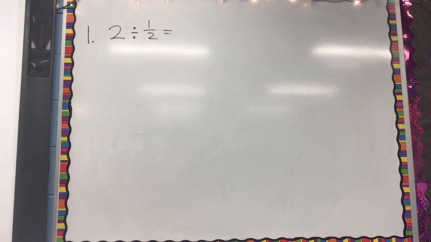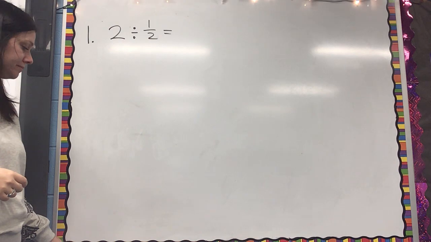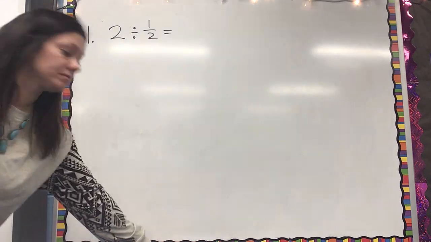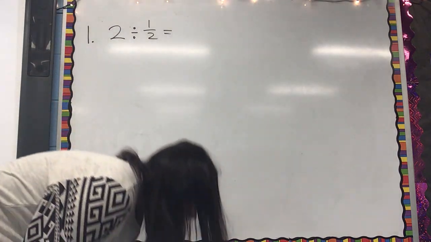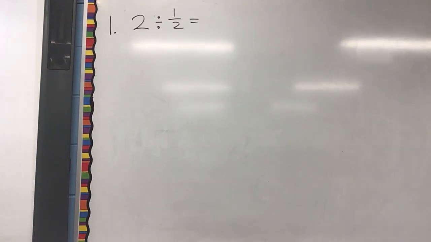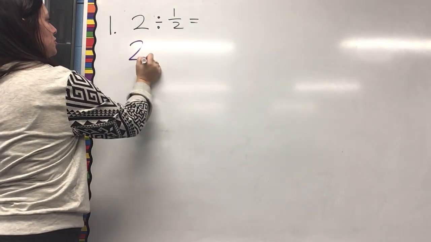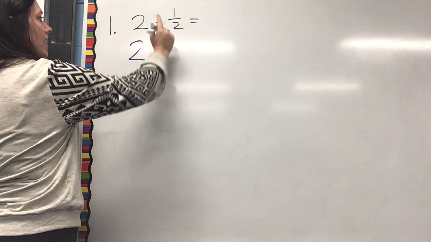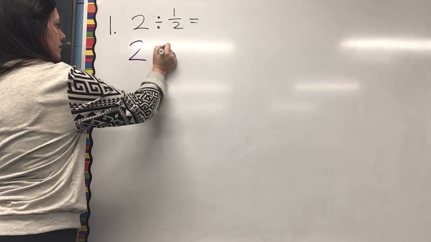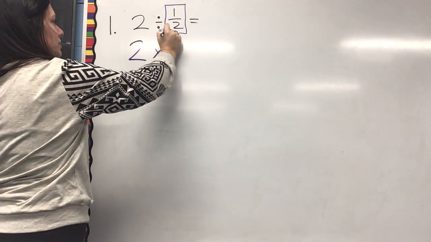Number 1 is 2 divided by 1/2. Write it in your math notebook. Now, do I actually want to divide here? No, I'm going to find the reciprocal, which means I'm actually going to do 2. Instead of divide, I'm going to do multiply. And then I find the reciprocal. So what do I do to that fraction?